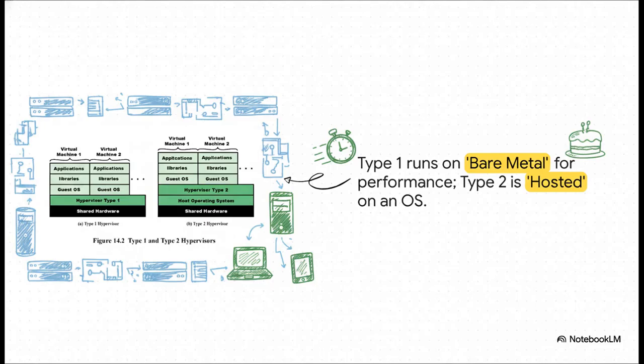Now, just so you know, not all hypervisors are created equal. There are 2 main flavors. You've got Type 1, or bare metal. This is the pro stuff. It runs directly on the hardware for maximum performance. This is what powers the big cloud data centers.